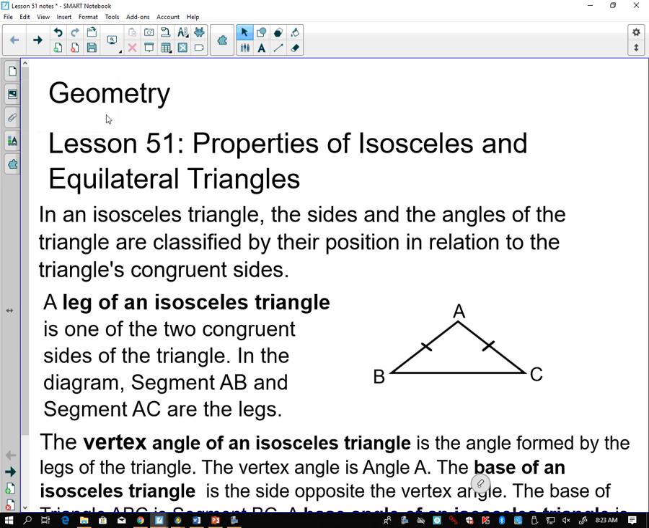All right, geometry, lesson 51. It's good to be back. Properties of isosceles and equilateral triangles. Well, let's just start with our title there so far.